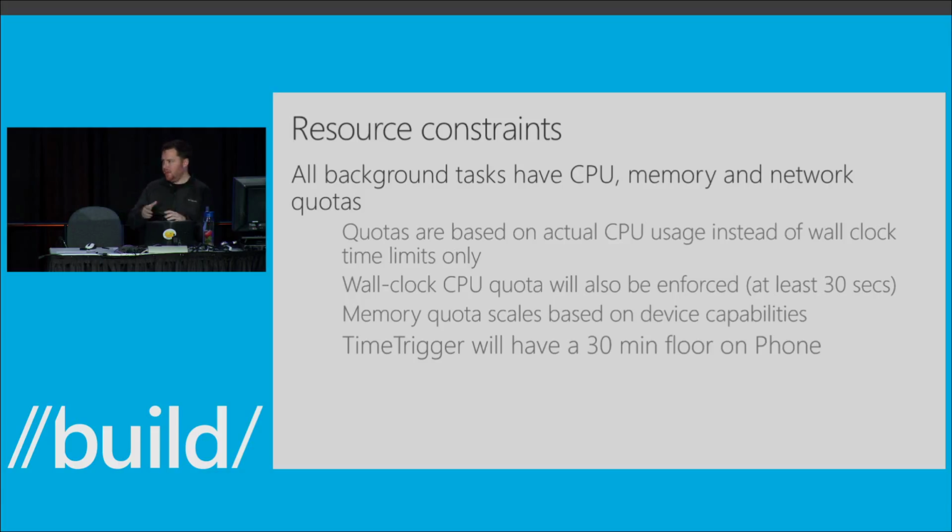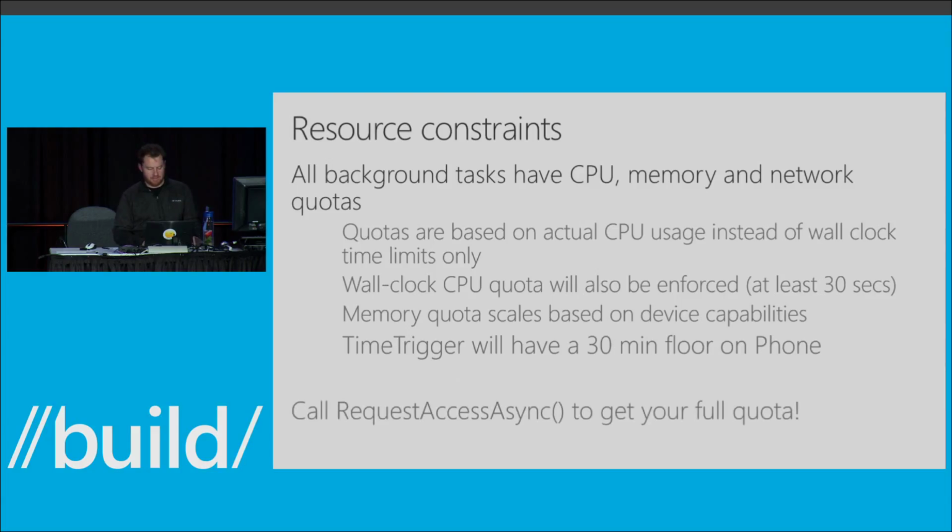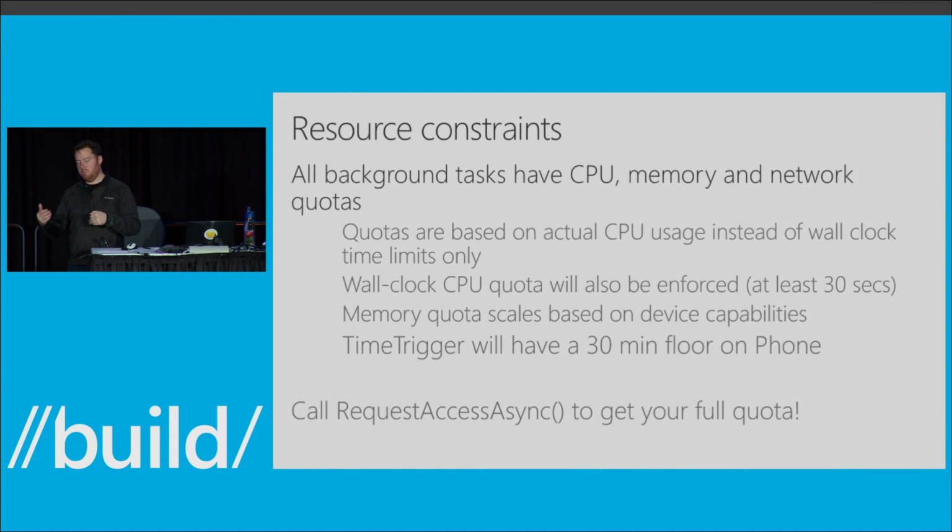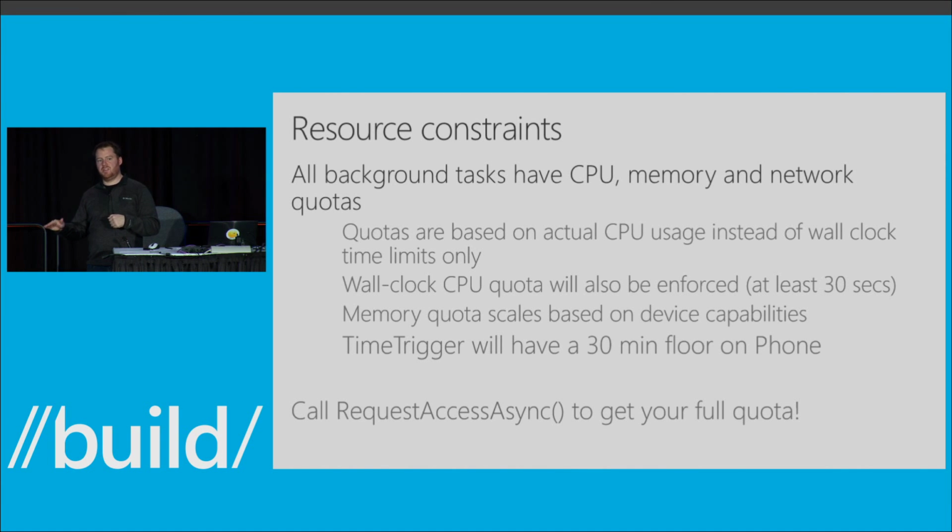And then as I mentioned earlier, the time trigger is fuzzed to 30 minutes on the phone. That's just an important FYI. It was 15 minutes on Windows. Everything on the phone is converged to 30-minute intervals, so we've done that. Again, it's never exactly 30 minutes because we fuzz it based on other things going on the device, but that interval will be closer to 30 on the phone than to 15.